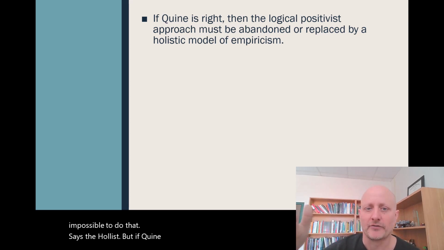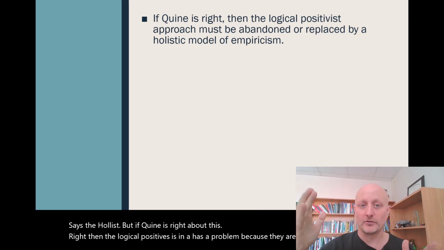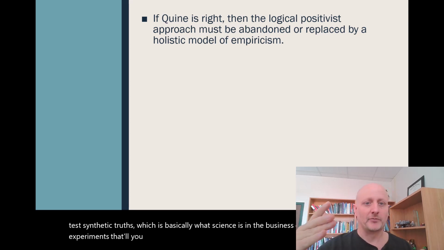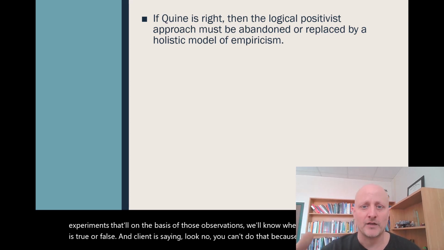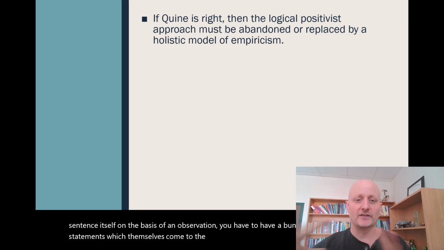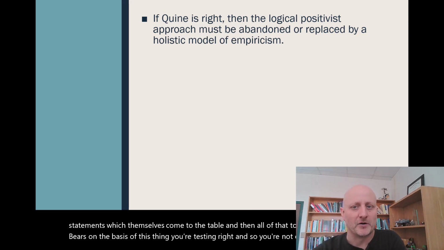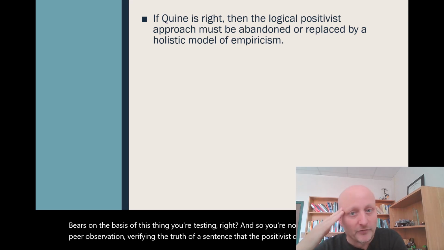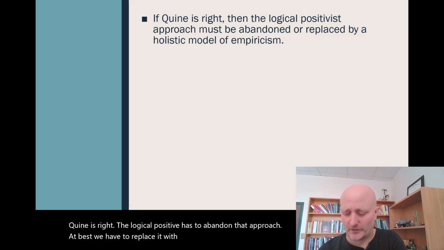But if Quine is right about this, well, then the logical positivist has a problem, because they are saying, look, the way to test synthetic truths, which is basically what science is in the business of doing, is to go do experiments that, on the basis of those observations, we'll know whether or not a sentence is true or false. And Quine is saying, look, no, you can't do that, because in order to test the sentence itself, on the basis of an observation, you have to have a bunch of theoretical statements which themselves come to the table, and then all of that together bears on the thing you're testing, right? And so you're not ever getting to that pure observation verifying the truth of a sentence that the positivist demands, right? Now, if Quine is right, the logical positivist has to abandon that approach. At best, we have to replace it with a holistic model of empiricism, right?